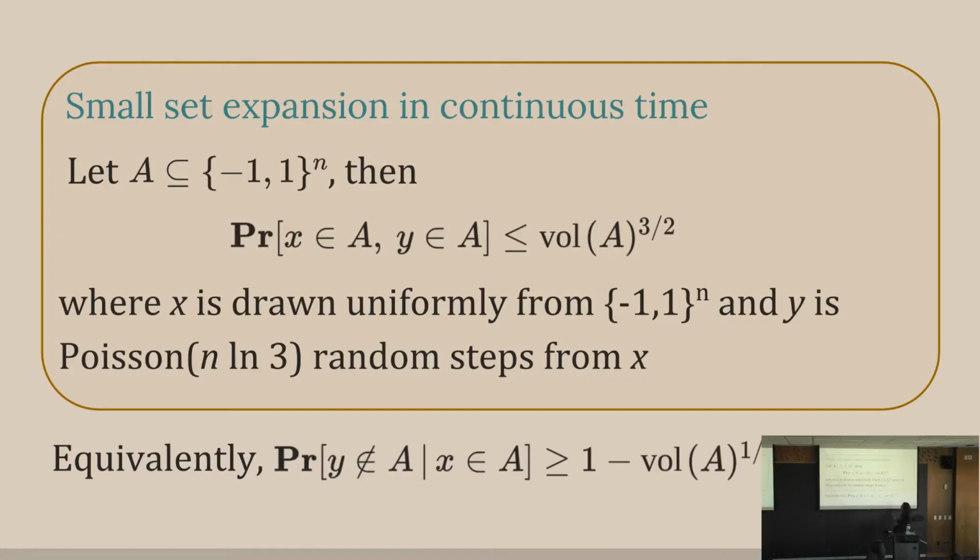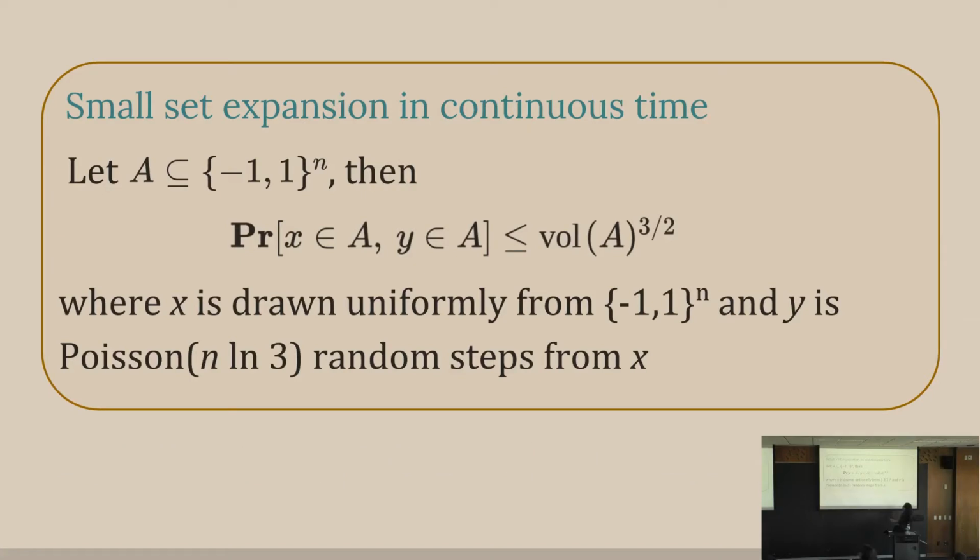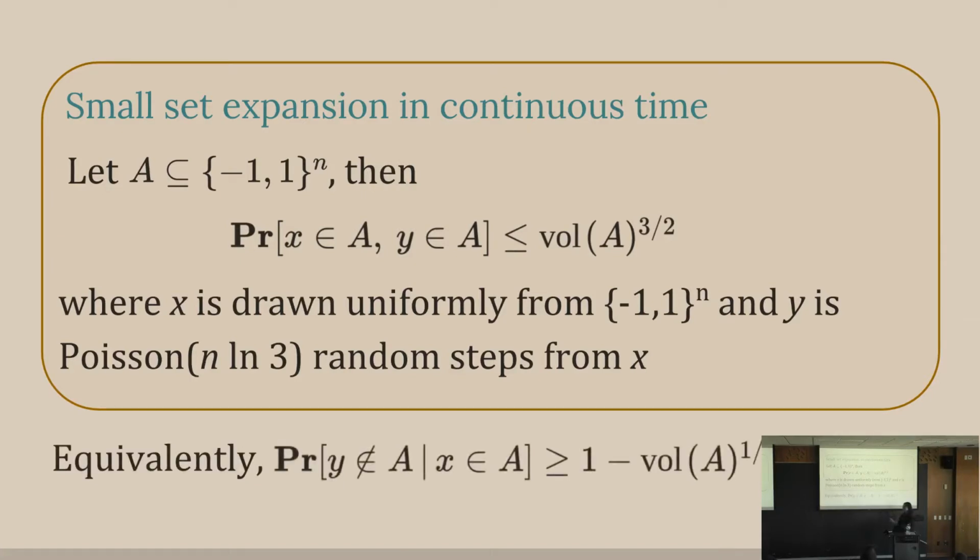Yeah. So previously, the other version of the small set expansion kind of said what happens if you have a really small set, and this tells you what happens when you have a slightly larger set. You can still get out of the set after taking steps that are drawn from this distribution.